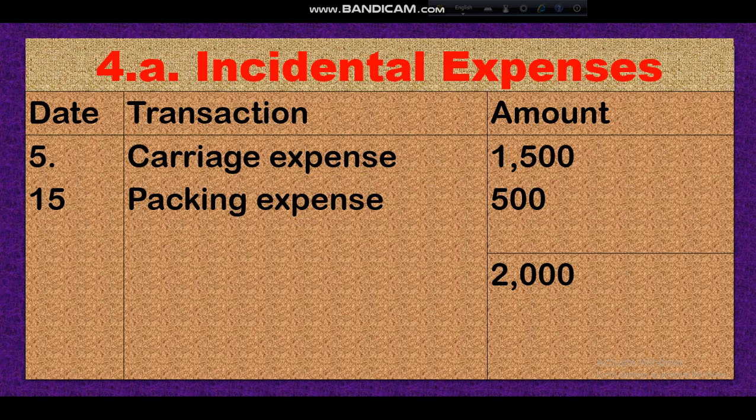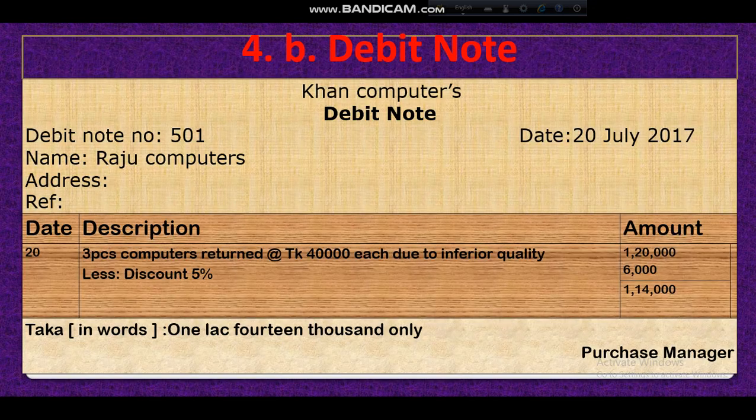Dear student, here we purchase computer. Look at, we have paid at day 5th carriage expenses 1500 and day 15 packing expenses 500. So these two expenses are incidental expenditure. For the incident of purchase we paid these expenses, that's why it is an incidental expenditure. I hope you understand.